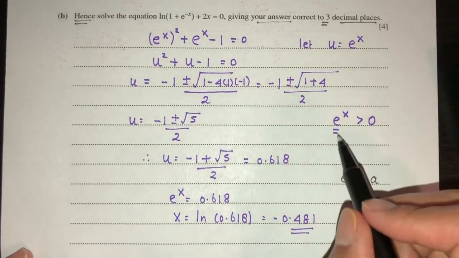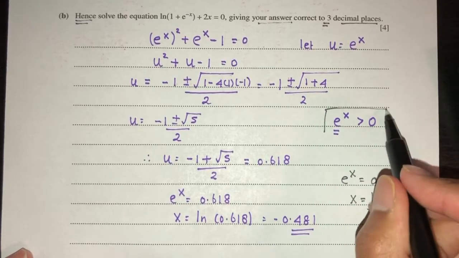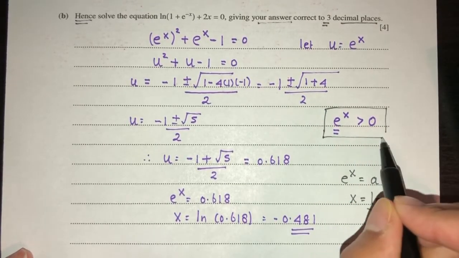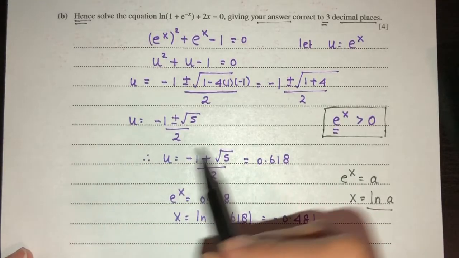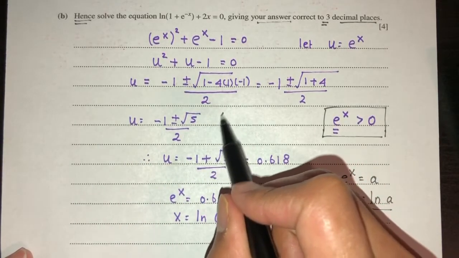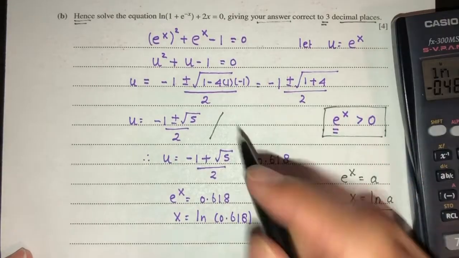Now let's say if you did not know this thing, right? Sometimes we may forget or you don't know. We can just solve for both values. We can solve for the negative values as well. So let's say if I choose the negative value, u will be equal to what?